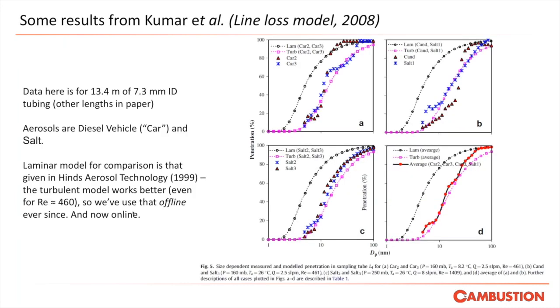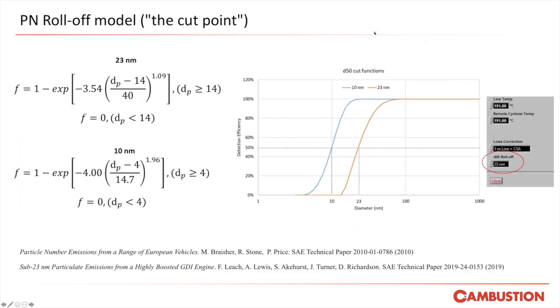The line loss was a model developed, partly by me in conjunction with various other researchers, including Prashant Kumar at Surrey University. I think some of his faculty might be on the line. We did some work here on sampling tube losses under various circumstances. It was all designed to support Prashant's work on environmental monitoring that involved very long lines. We came up with a model that's actually a turbulent model, even though our sample line is technically in the laminar flow regime, that works very well, and we've been using it ever since, and it's now been integrated into the software.